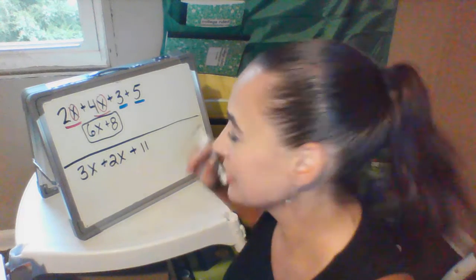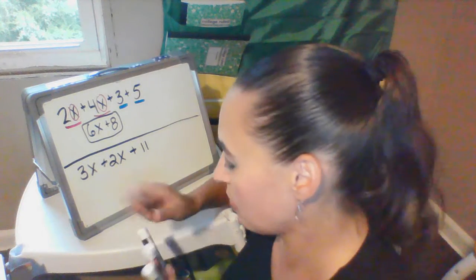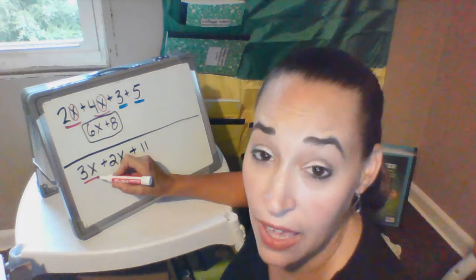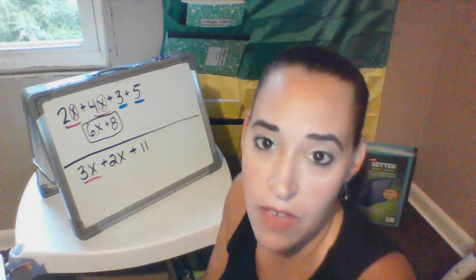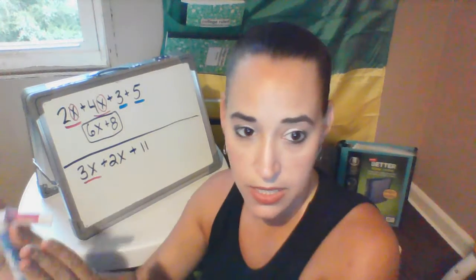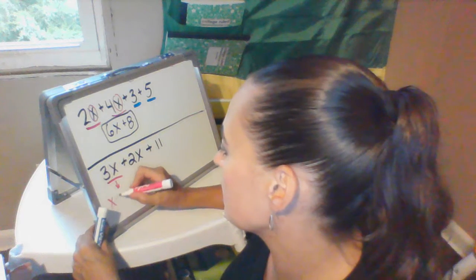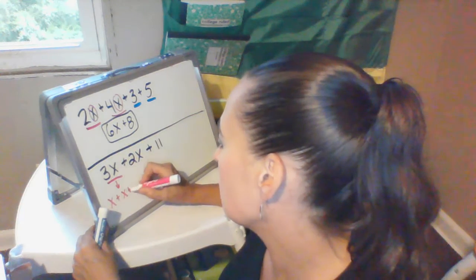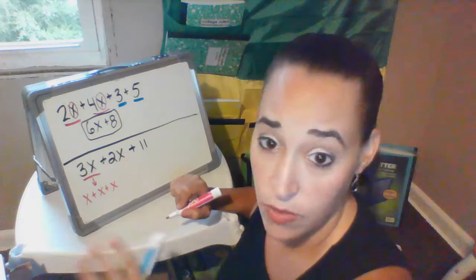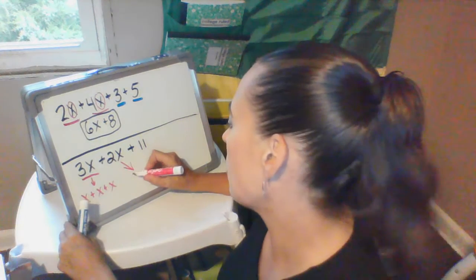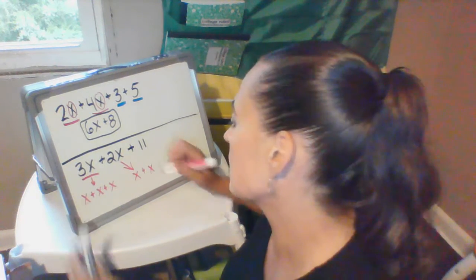Okay. Last one. So again, I'm just going to color code it. I have a 3x, so it's merely an x. The coefficient doesn't matter because what the coefficient is telling me is I have 3 x's. So what this is literally saying is I have x plus x plus x. So I have 3 x's. What this one's telling me is I have 2 x's. So I have x plus x.